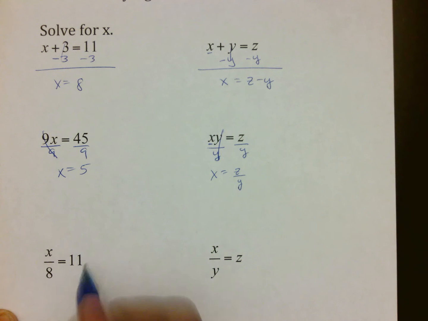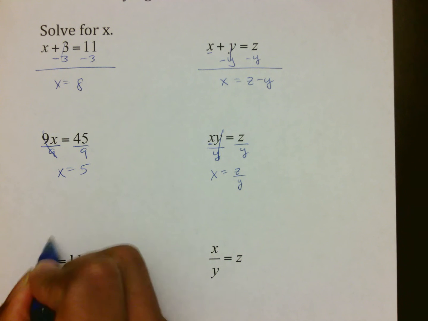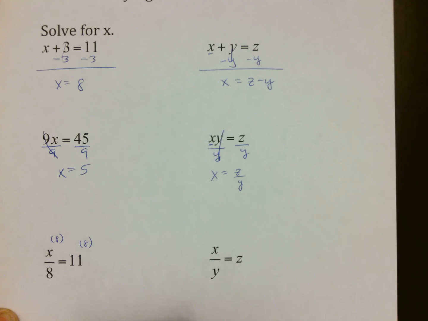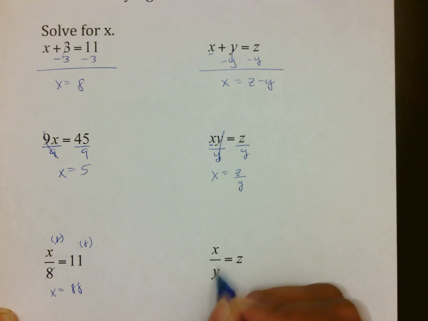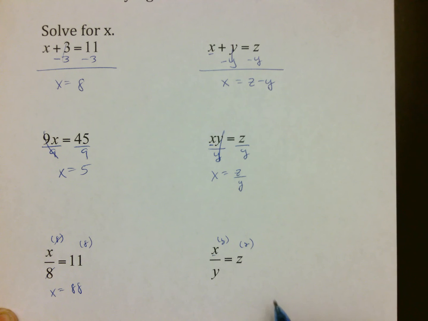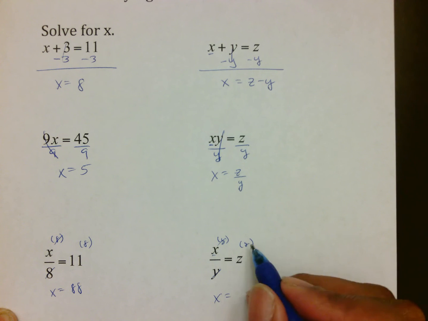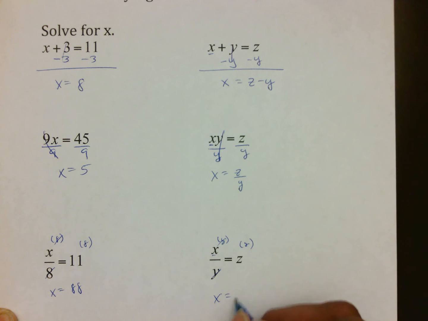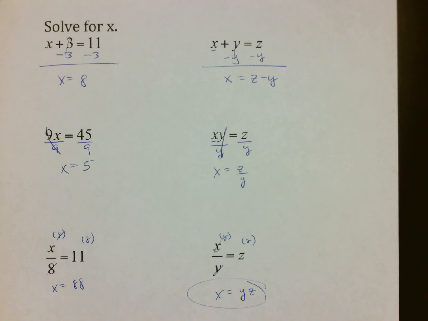Same thing here. x over 8 equals 11. We learned that when 8 was on the bottom, we simply multiply by that number to get rid of it. The 8's canceled out. 11 times 8 simplifies to be 88. But in this situation here, x over y equals z. Again, I want x by itself, so I get rid of y by multiplying by y. The y's cancel out. Just remember that you do want to alphabetize these things here if it's just one term, but there's different times when you'll do that. But yeah, x equals yz is what I would put there, and that's it.